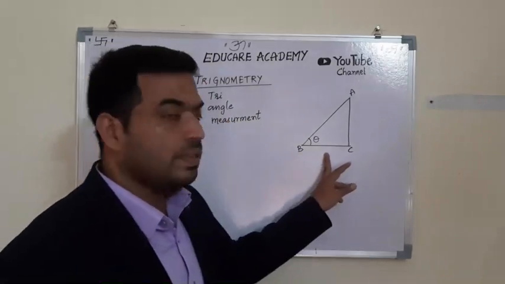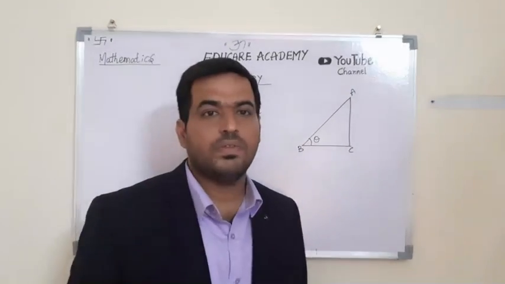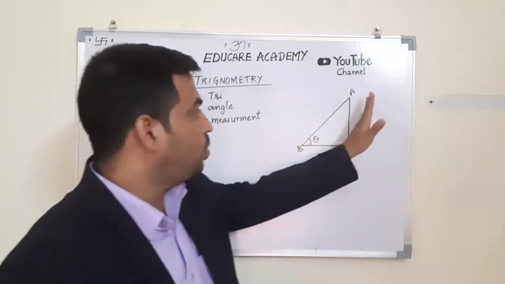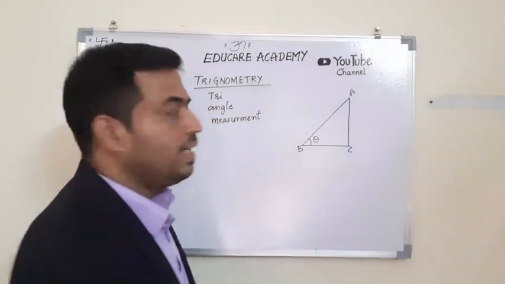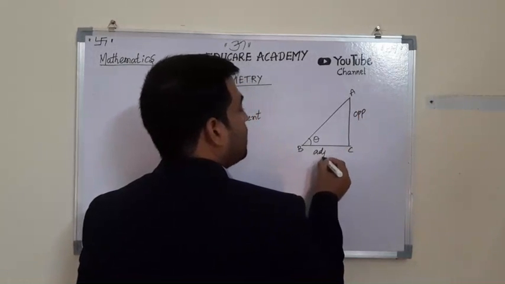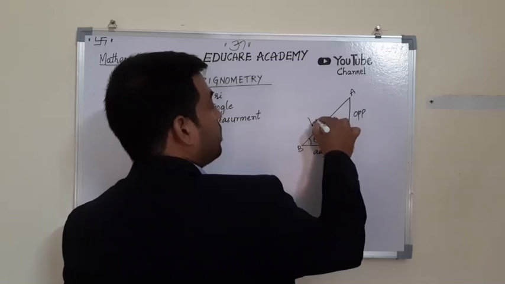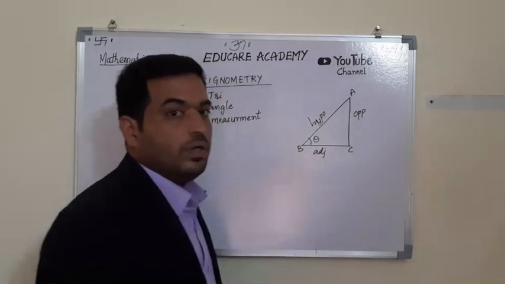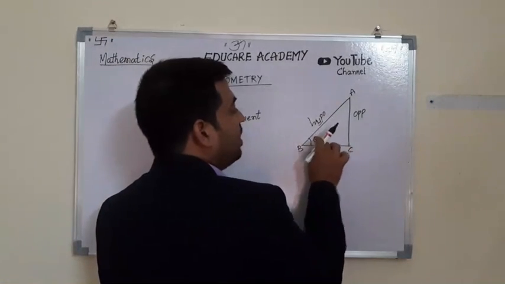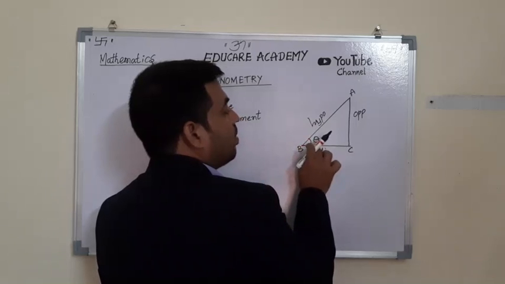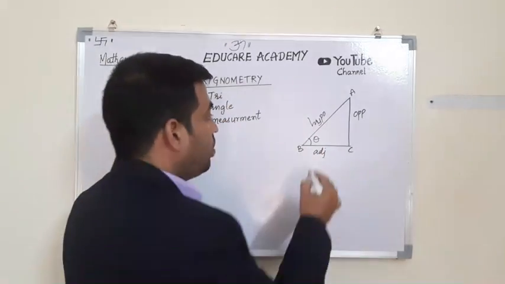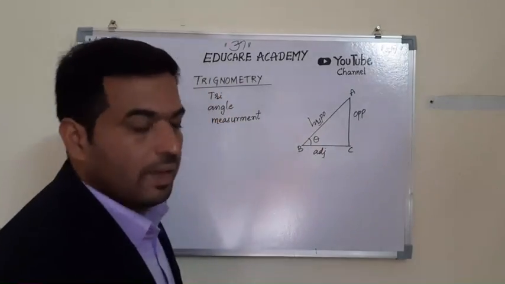So we begin with a right angle triangle. You know the concept of a right angle triangle. The right angle triangle consists of three sides, which are known as opposite, adjacent and hypotenuse. So you have to remember these three things. Now, the angle which is made by adjacent and hypotenuse is termed as theta, one of the angles.